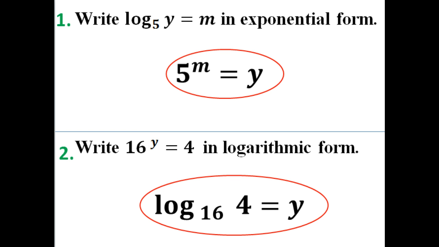Okay, hopefully your answer should have been in this form. Notice that the base of the logarithm is 5, the base of the exponent is 5, and whatever's on the right hand side of the equal sign turns into the exponent, okay? And same thing down here, this one's going from exponential to logarithmic form. 16 is my base, that remains my base of my log. This y moves on to the other side of the equal sign here.